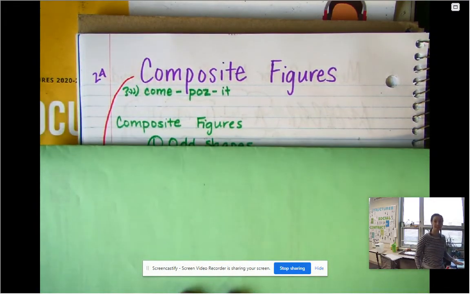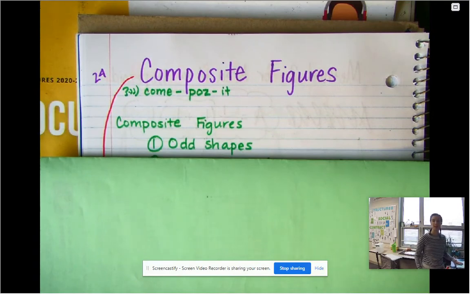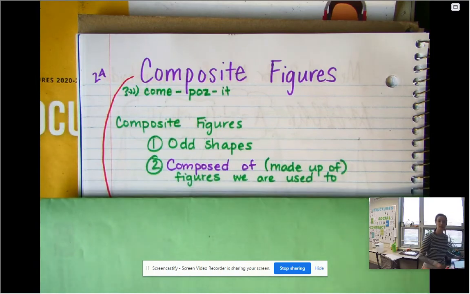All right, composite figures. First of all, when we say composite figures, we're talking about odd shapes that we don't have a formula specifically to find their area. They are called composite figures because they are composed of, or made up of, figures that we are used to, that we know what to do with. If you think about a house, it is composed of a square and a triangle on top of it. So the whole thing would be called a composite figure because it's composed of two different shapes.